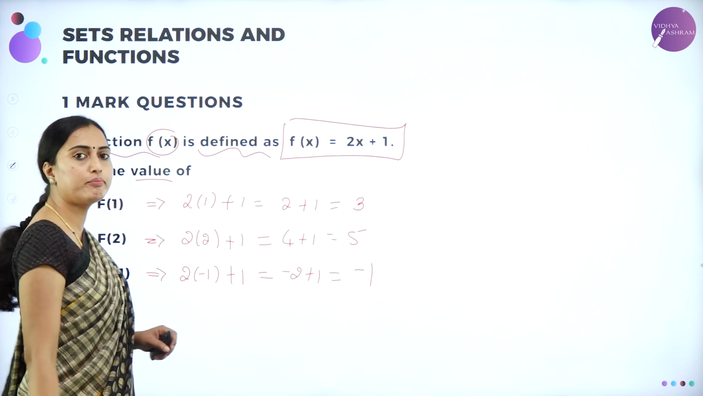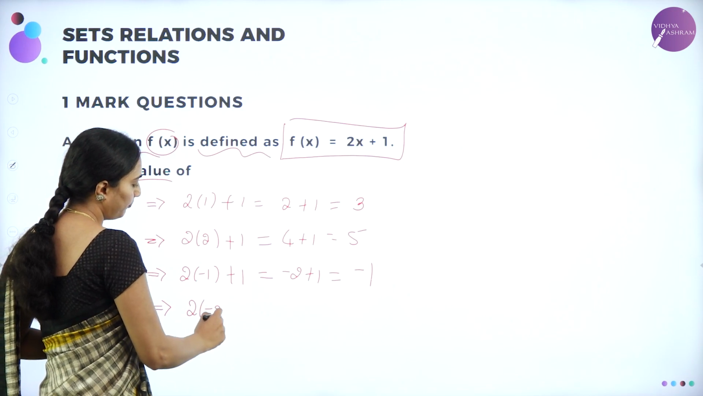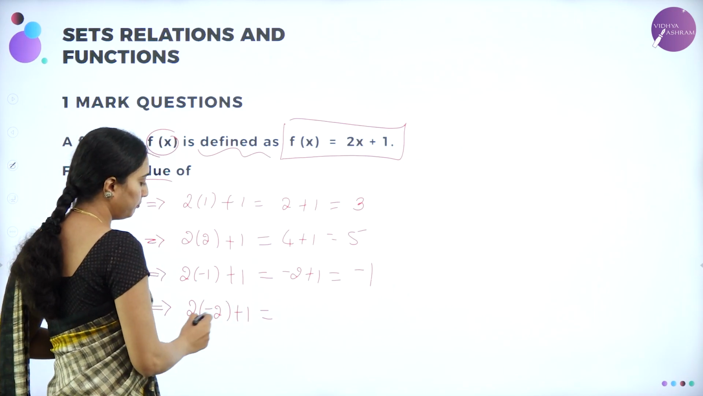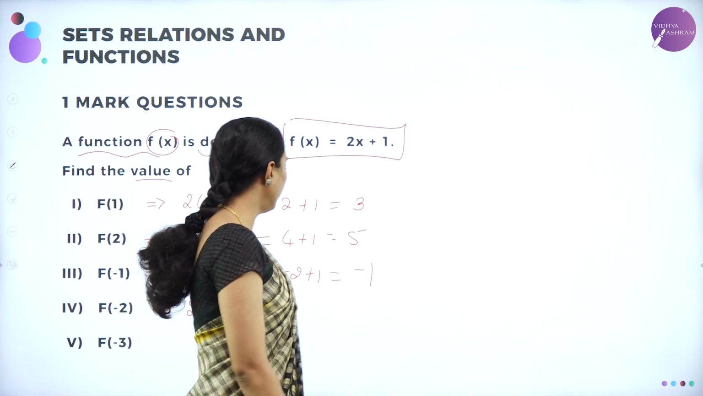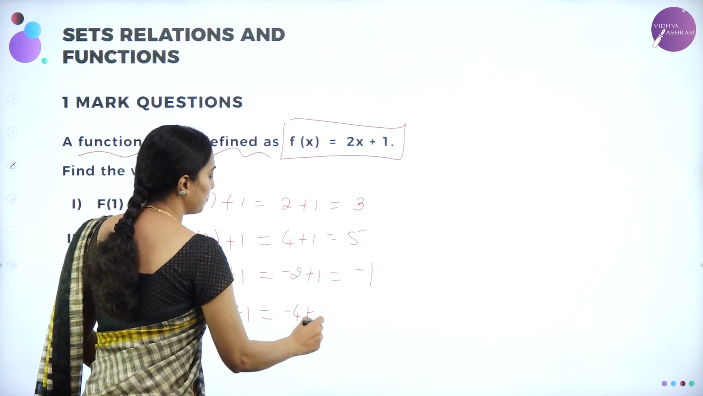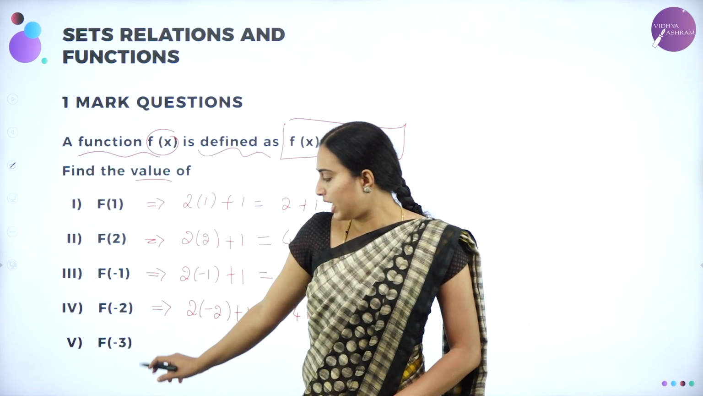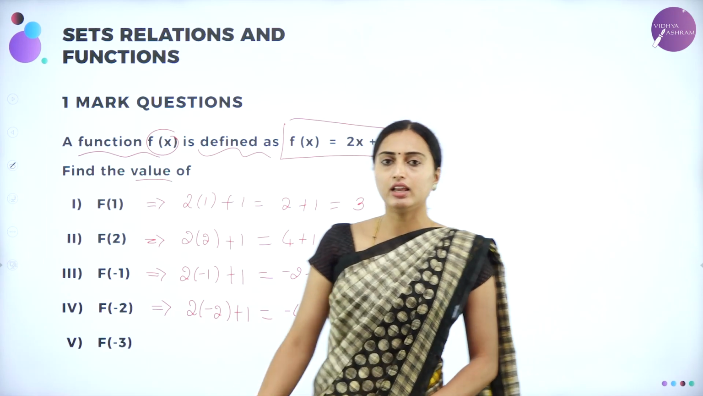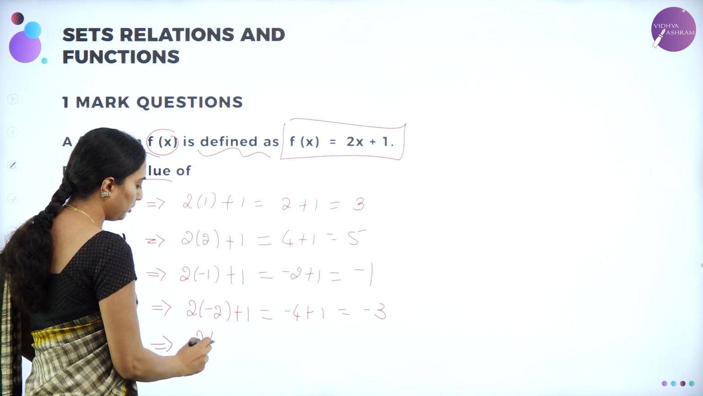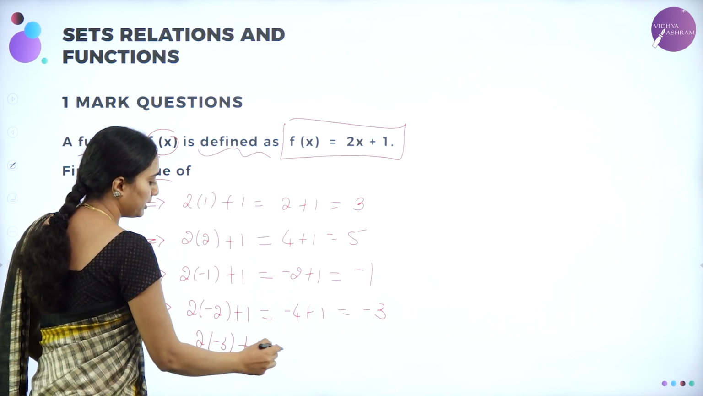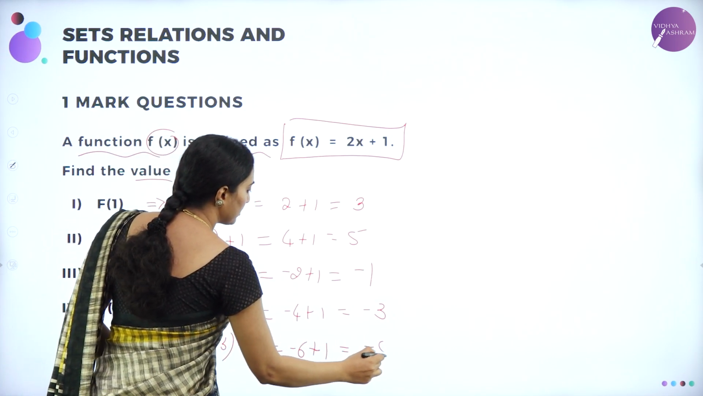Next we move on to f of minus 2. What is f of minus 2? It is 2 into minus 2 plus 1, which is equal to 2 into minus 2 is minus 4. Therefore, minus 4 plus 1 is equal to minus 3. Similarly, f of minus 3: putting x equal to minus 3, what answer do you get? 2 into minus 3 plus 1 is equal to 3 into 2 is minus 6 plus 1. The answer you get is minus 5.